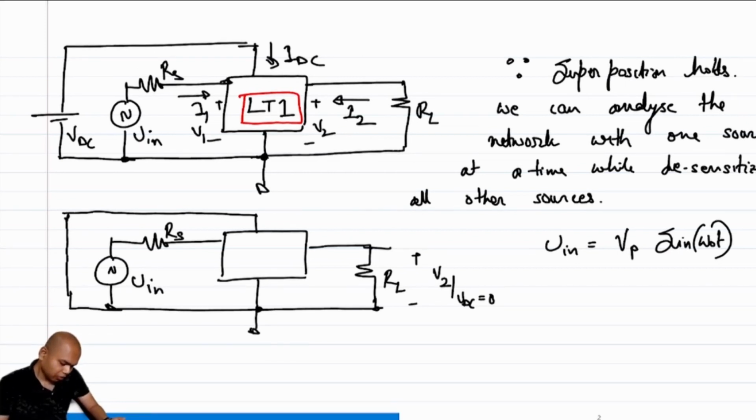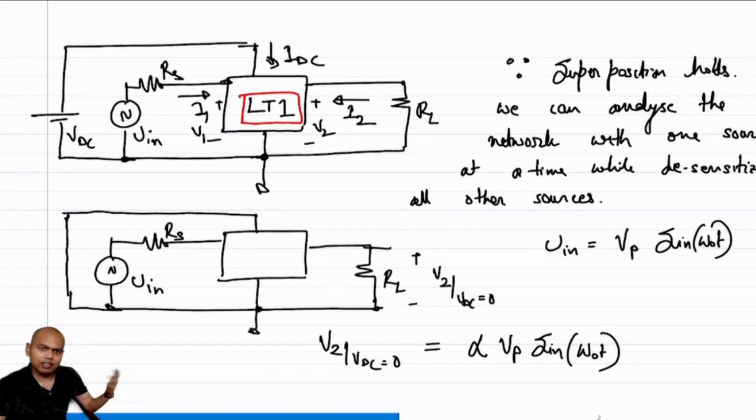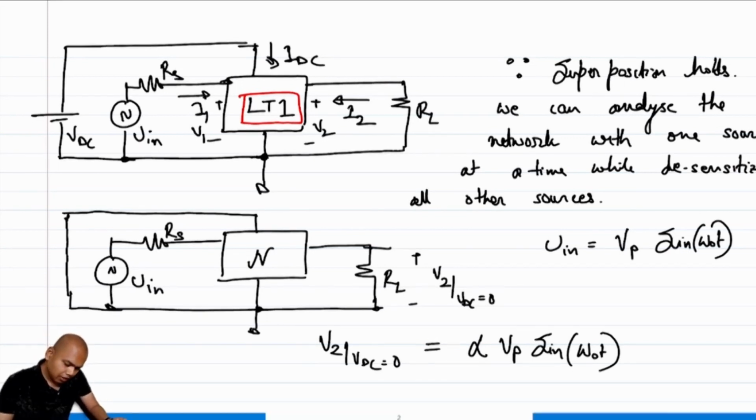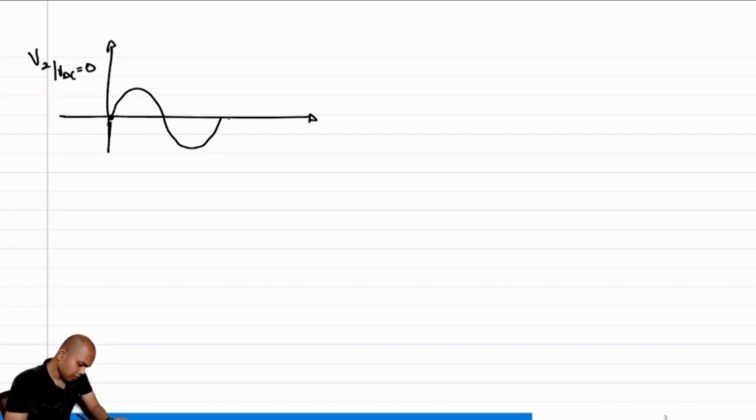So what will be my output V2? V2 under the condition VDC equal to 0 will be, let's say, some alpha times Vp sine omega naught t, where alpha is some factor which is dependent on this network N. So my V2 when VDC was 0 is alpha times Vp sine omega t, where the peak is alpha Vp.